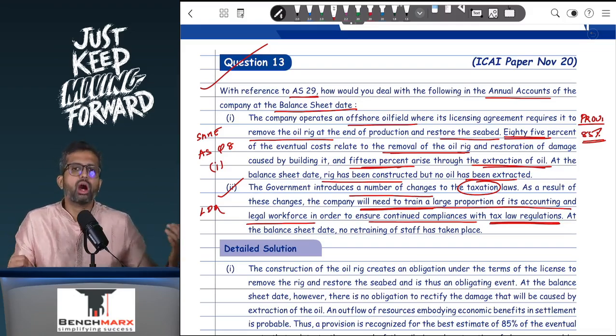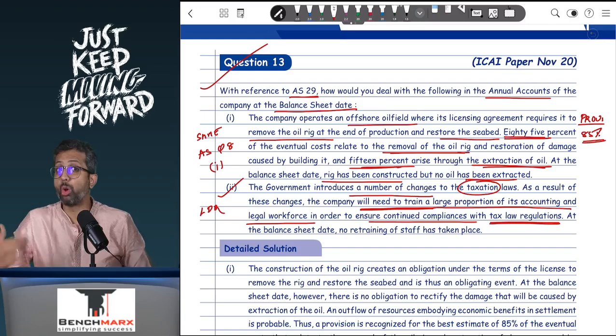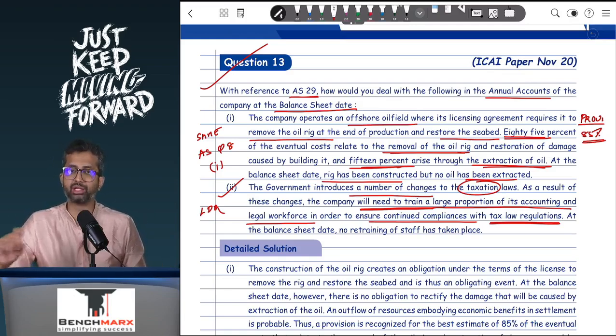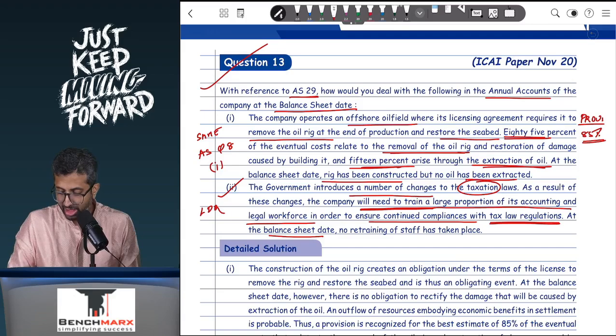Yes, it is appropriate that if the new act has come, probably you should train, but the obligating event arises the moment I sign up or enter into a contract with the training agency to train them. Till that time, there is no obligation. At the balance sheet date, no retraining of staff has taken place. Well, that is correct. Then there is no provision needed.